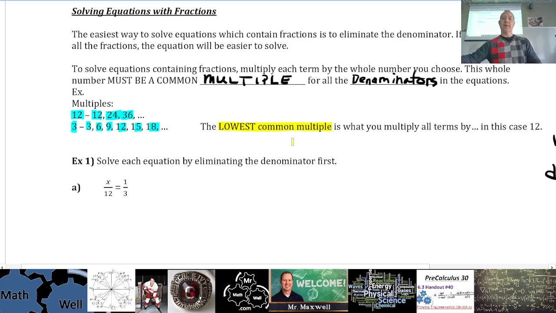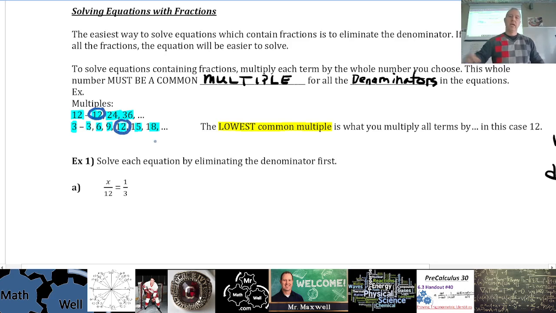Now, could you multiply by any multiple? Yes. But if you multiply by a large multiple, then you're going to have a lot of big numbers, and you're going to have to reduce the numbers and do lots of big dividing. So you don't want to multiply by too big a number if you don't have to. So in this case, the common multiple for the numbers 12 and 3 would be 12. It's the number that shows up on both multiple lists. It's the first one that shows up that's the same.